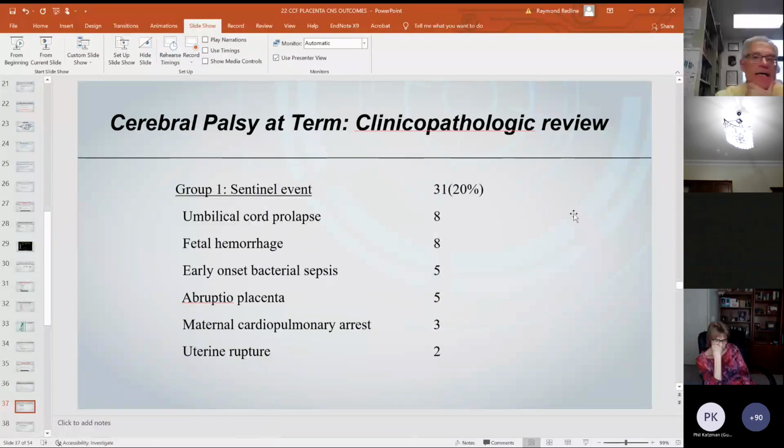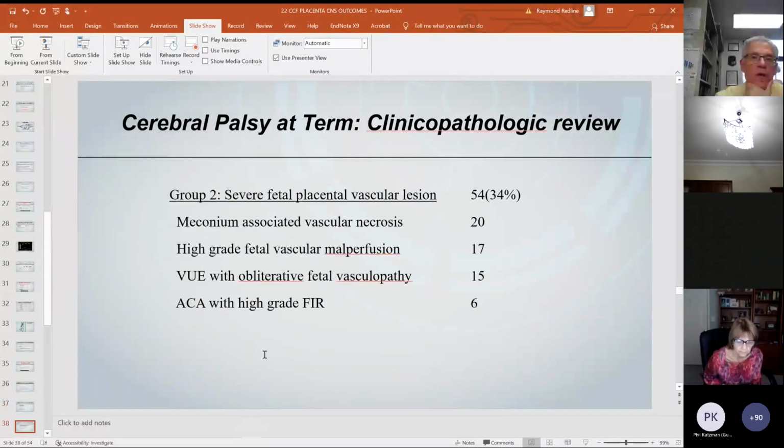So 20% of the cases in the review had an identified sentinel event, and these are the sentinel events that we included. 34% had one or more severe fetal placental vascular lesions, the most common of which, surprisingly, was meconium-associated vascular necrosis, which is actually a quite rare lesion. We only see it maybe once a month in our populations that we see here at university hospitals. It's not common at all.